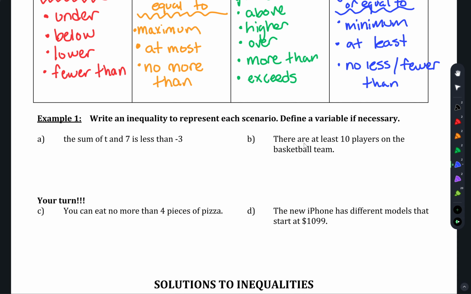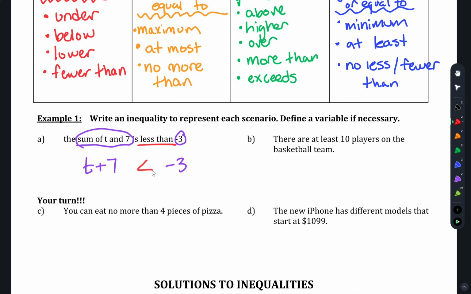So in example 1a, it says the sum of t and 7 is less than -3. The sum of t and 7 should kind of remind us, hopefully, of what we did way back in Unit 1. The sum of t and 7 is t plus 7. That's what a sum is. That's going to go on one side of my inequality. On the other side, I'm going to put my -3. Then I'm going to look at the rest of the words in this phrase, and I see less than. Obviously, my less than symbol goes this way, and that is my inequality. T plus 7 is less than -3.